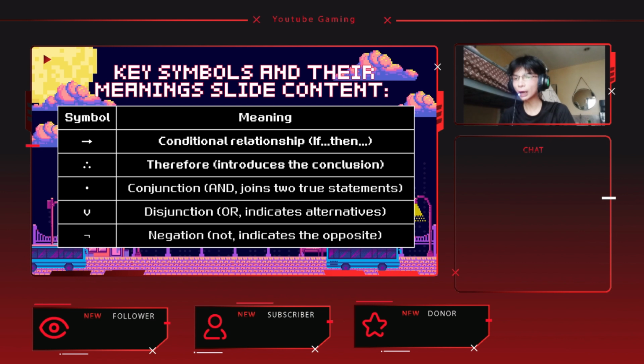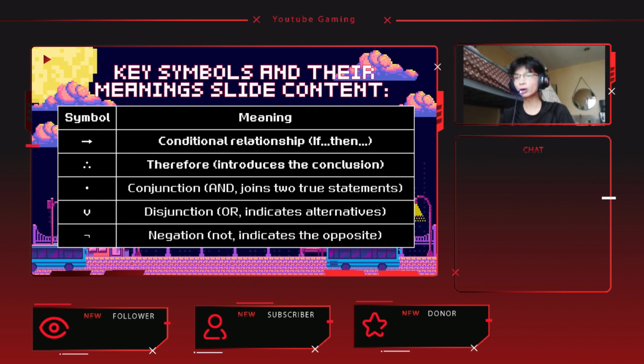For the arrow symbol, this symbol represents a conditional relationship. Think of it as saying if we can represent statements, then we can represent arguments. It sets up a cause and effect scenario between two statements. Next, we have the therefore symbol. This symbol stands for therefore. As the name suggests, it introduces a conclusion drawn from the premises, like saying, therefore we can represent arguments.